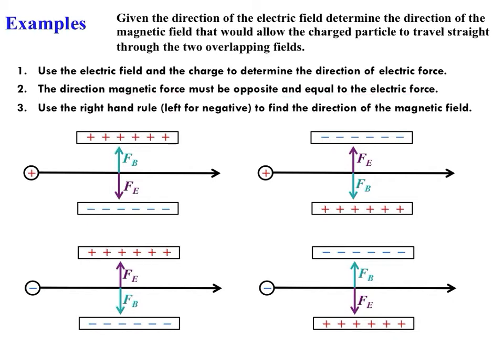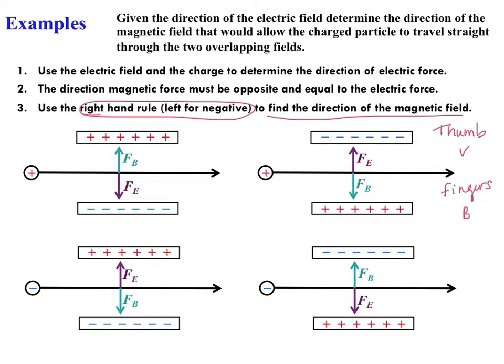And then finally, we're going to use our right-hand rule, or the left hand depending on the charge, to find the direction of the magnetic field. Again, your thumb is going to go in the direction of V. Your fingers are going to go in the direction of B, our magnetic field, and then our palm is going to go in the direction of the force.